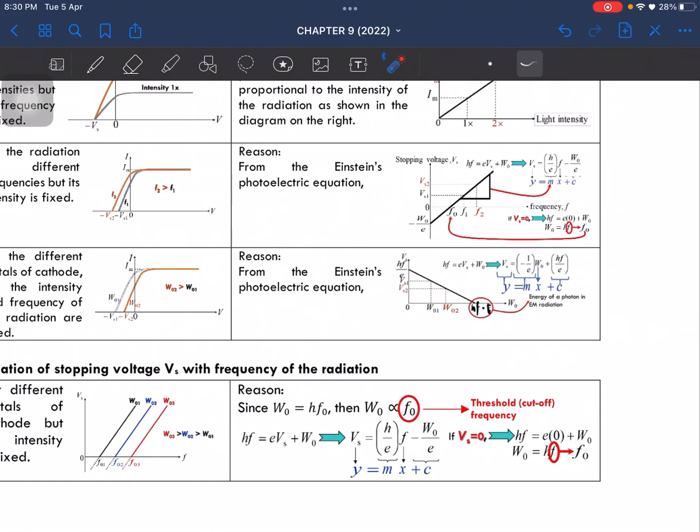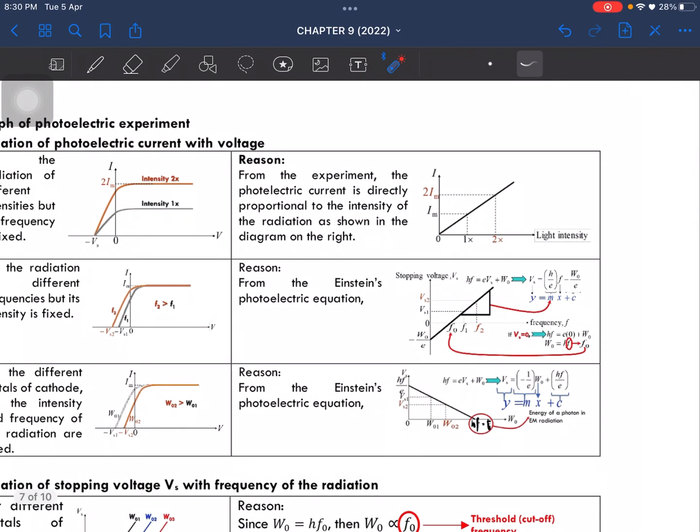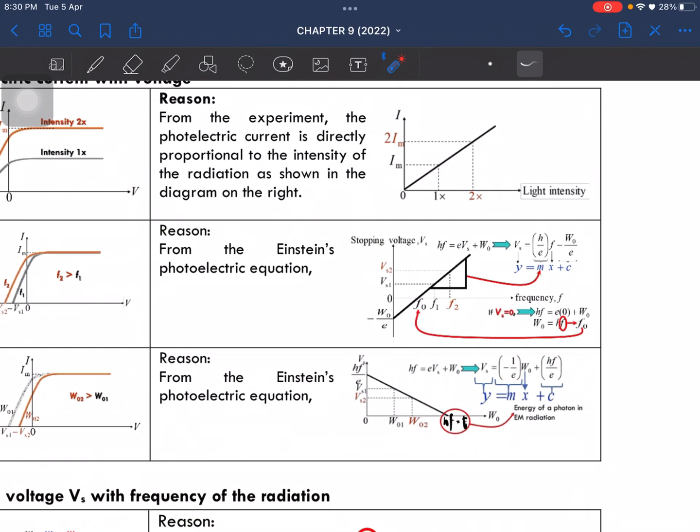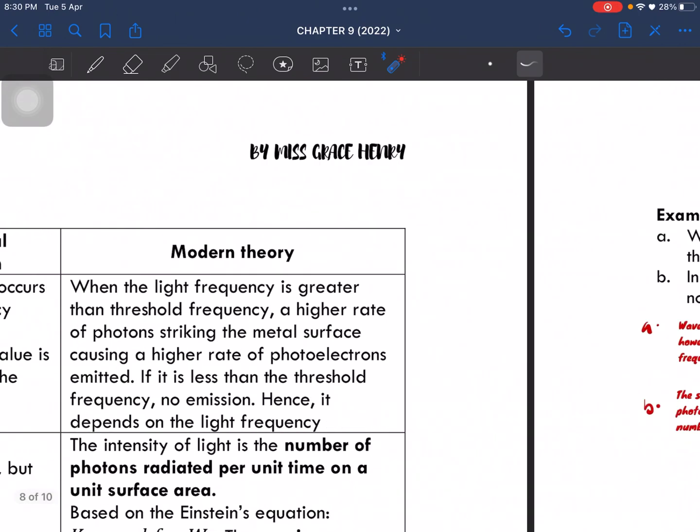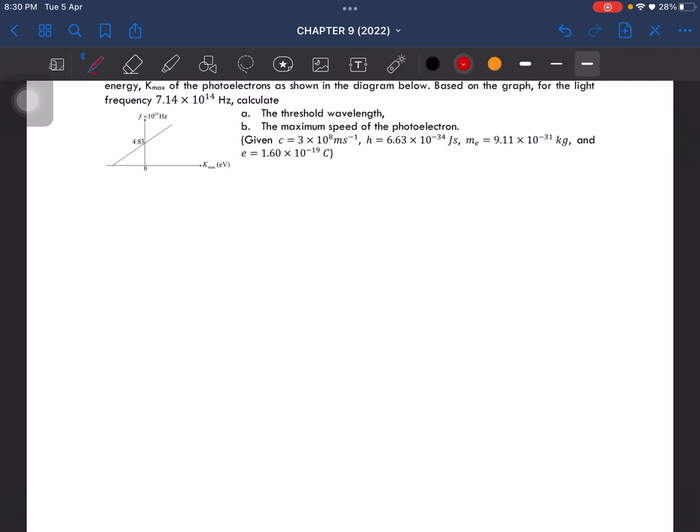For this experiment's equation, we are going to use the Einstein photoelectric equation, which is this one here, or this one. So let's do that. We know that the Einstein photoelectric equation is hf equals the maximum kinetic energy plus the work function.